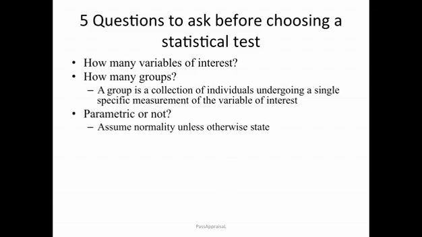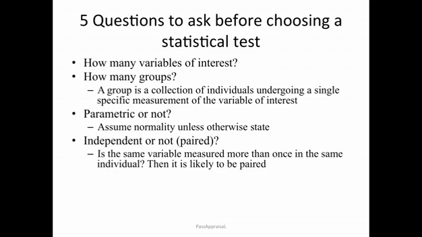Third, do the variables satisfy parametric assumptions or not? As most biological values are normally distributed, we need to assume normality unless it is obvious that we cannot. Fourth, we need to ask, is the same variable measured more than once in the same individual? If it is, then it is likely to be a paired observation. If not, then the observations are unpaired or independent.